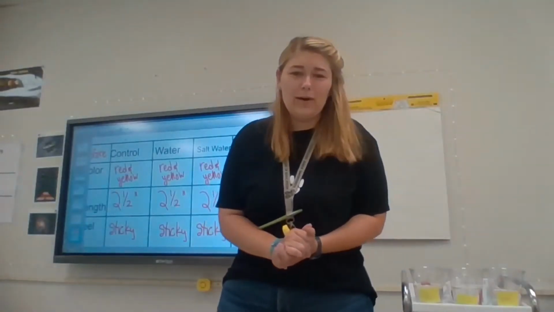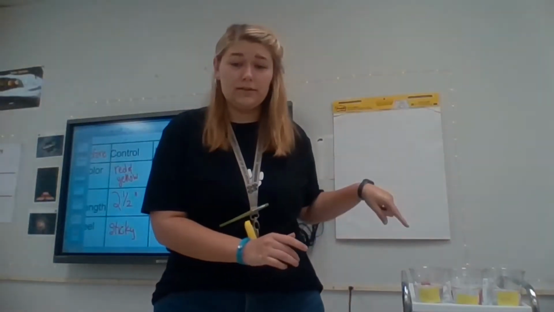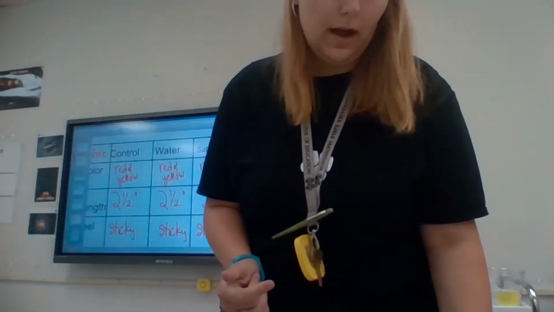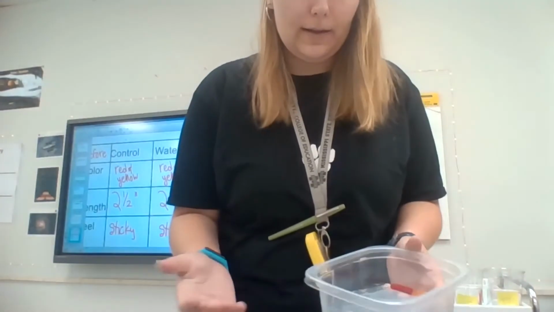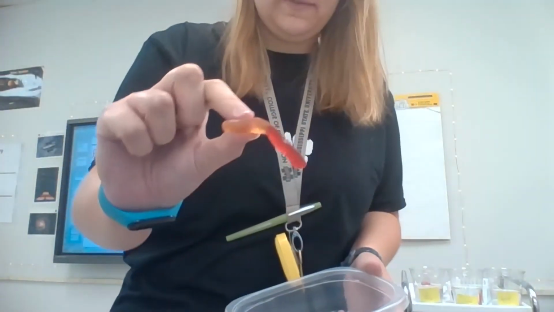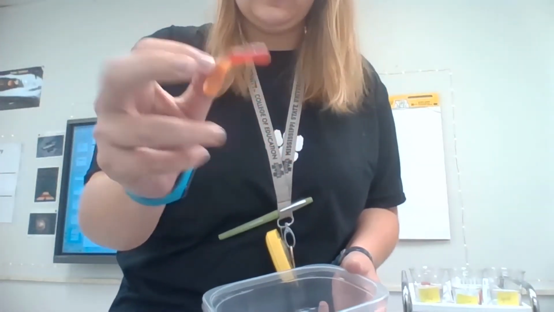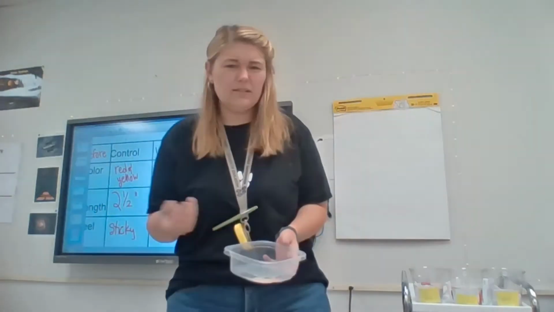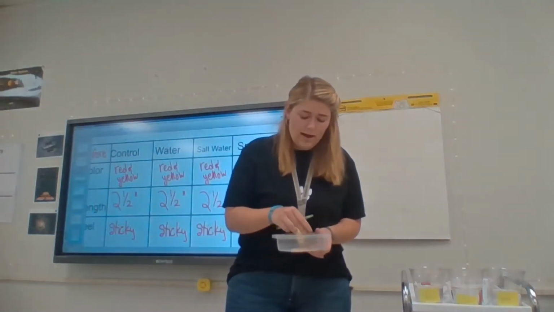Hey guys, it's now been 24 hours since I put our gummy worms in their solutions, so we're gonna take them out and see what they look like now, so we can test our hypothesis, really. So this was what our original gummy worm looked like. Remember, it's red and yellow. It's about 2.5 inches long. The texture was kind of sticky, and it's just a piece of candy.